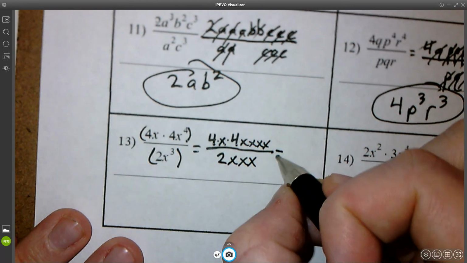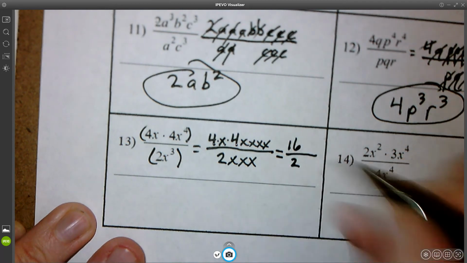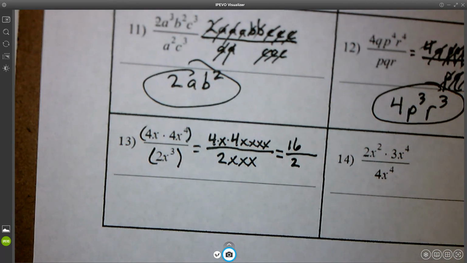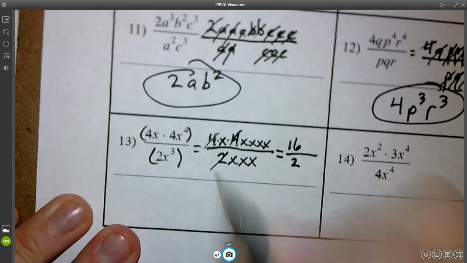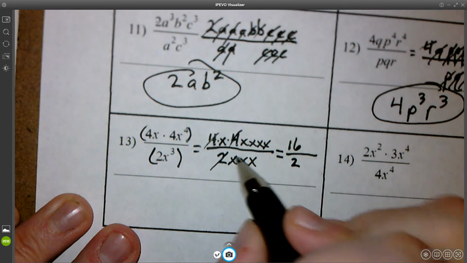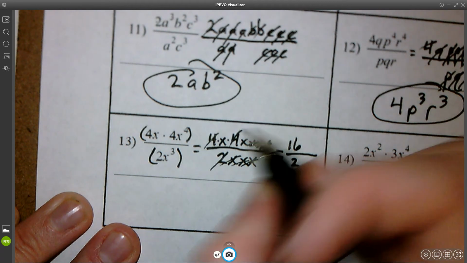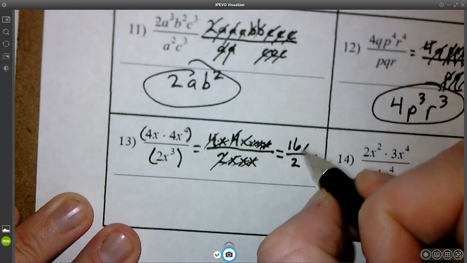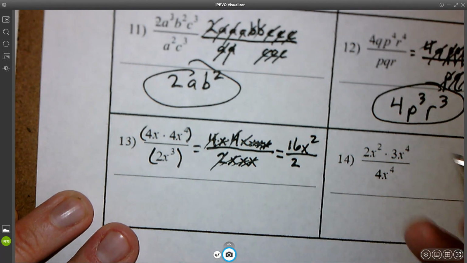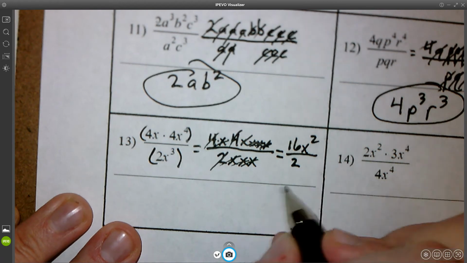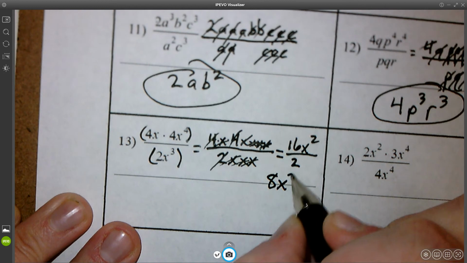Okay, 4 times 4, 16, and the 2 is going to come along temporarily. And now we've got 3 x's on the bottom. Sorry, I forgot to cross out. 1, 2, 3 on the bottom, 1, 2, 3 on the top. Now we have 2 x's left. Now, 16 divided by 2, can we actually do that? Yeah, it comes out relatively easy. So half of 16 is going to be 8, and our x squared comes down.